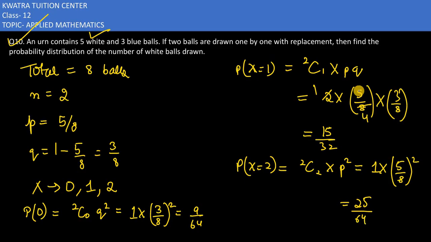64 in this case. So we can see the probability distribution at 0 would be 9 by 64. At 1 it would be 15 by 32. At 2 it would be 25 by 64.